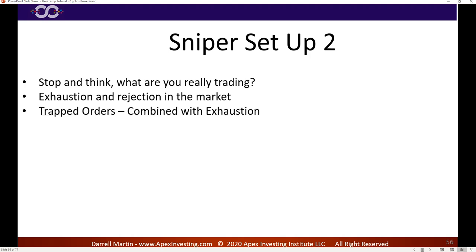That's what you're trading. You're trading trapped orders combined with exhaustion, meaning you're seeing the mass herd crowd, 90% coming in, getting hit, getting rejected, the market going the other way with exhaustion and rejection, and you're following in that momentum. You're jumping in on that momentum just to get a couple bars out of it and get out.